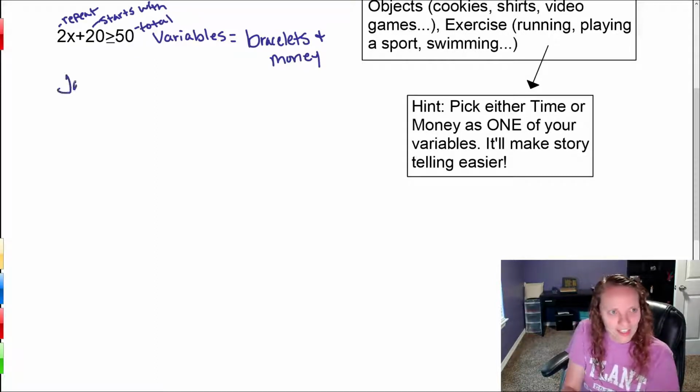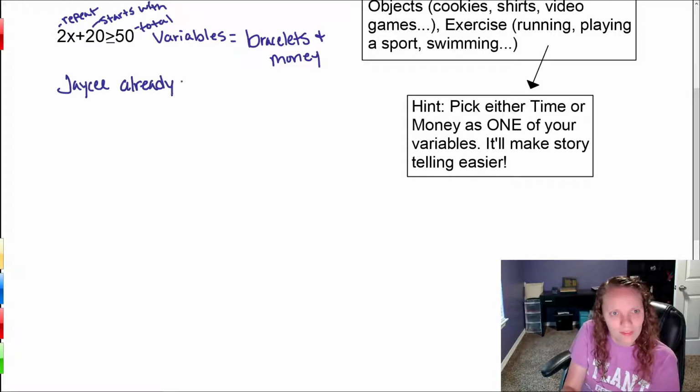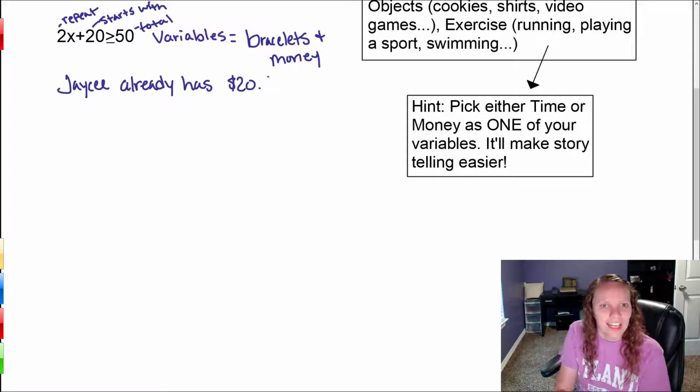So let's say that JC has already made $20. And she makes $2 per bracelet that she sells.